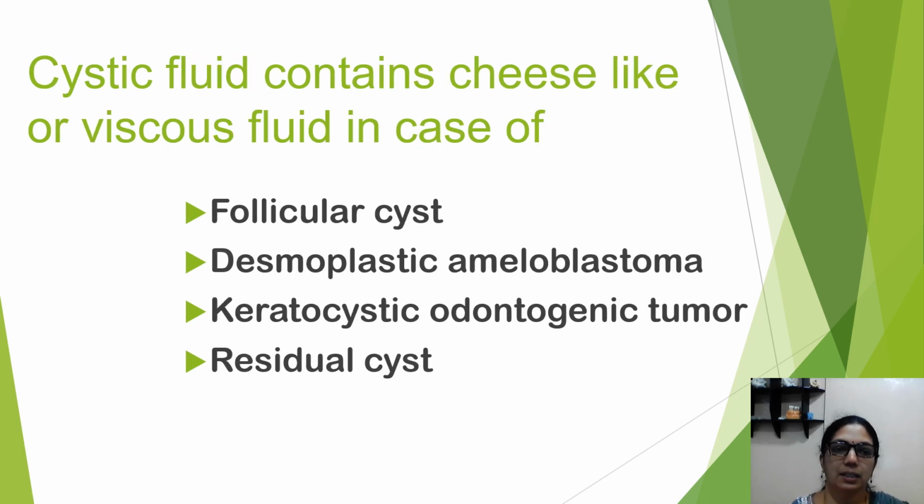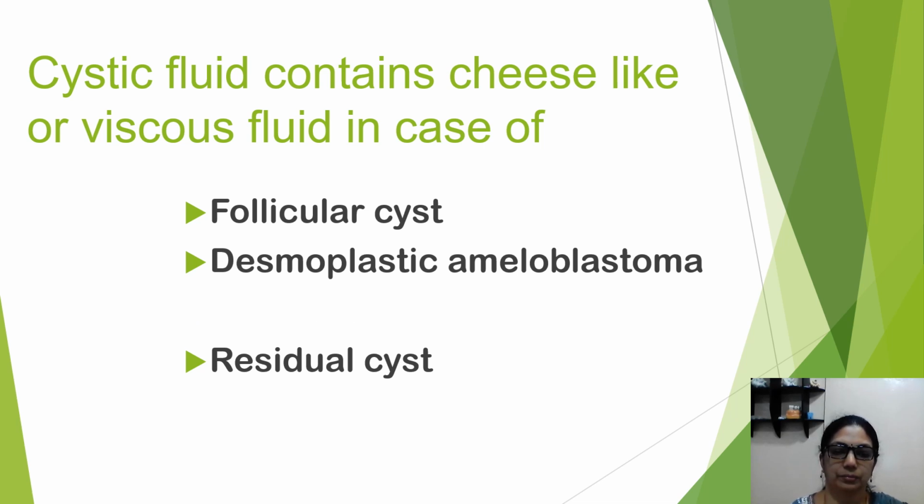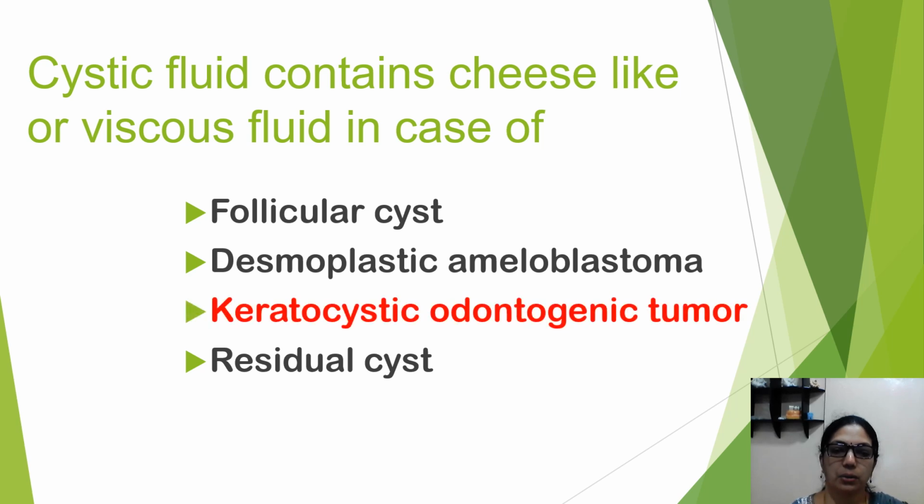Next question is, if cystic fluid is aspirated and it is cheese-like or a viscous thick fluid, in case of which lesion will you see this? Is it follicular cyst, desmoplastic ameloblastoma, keratocystic odontogenic tumor, or residual cyst? The correct answer is keratocystic odontogenic tumor. In this, keratin deposits will be seen within the cavity of the cyst, so the fluid will become cheese-like, a viscous thick fluid.